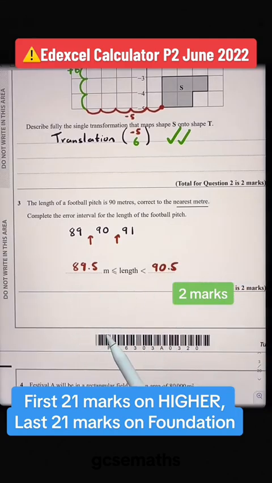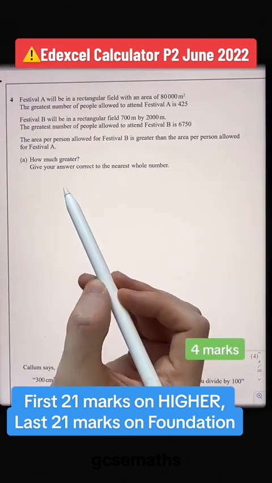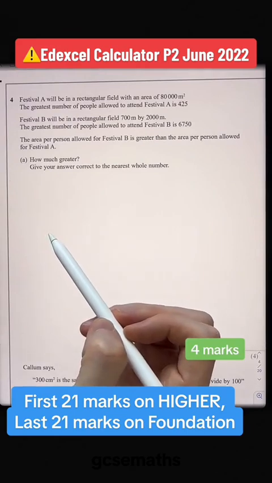When completing an error interval, whatever we're talking about always goes in the middle, in this case our length. It can be a letter. The inequality signs will always face the left, and the one on the left-hand side will always have the extra line, which means equal to. Because in this case, the length can be greater than or equal to 89.5, and the length can be less than 90.5.